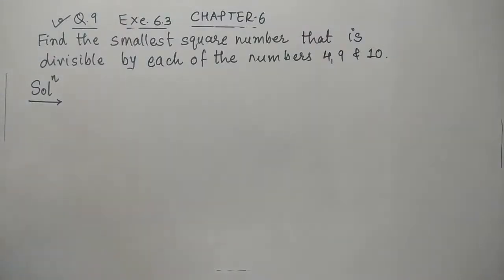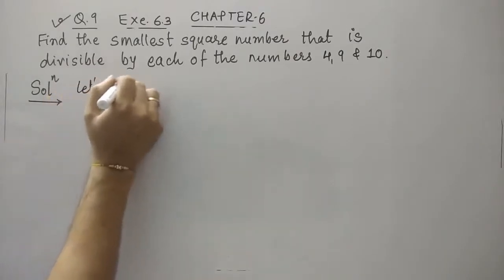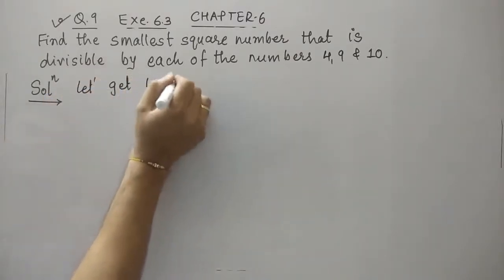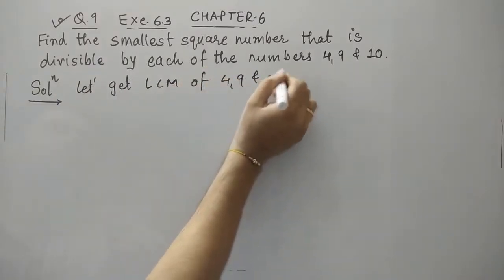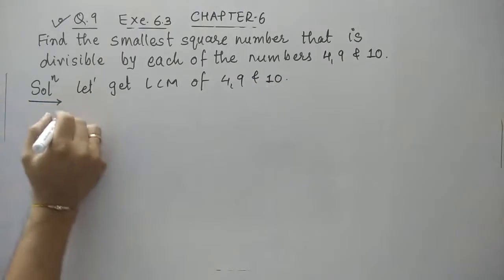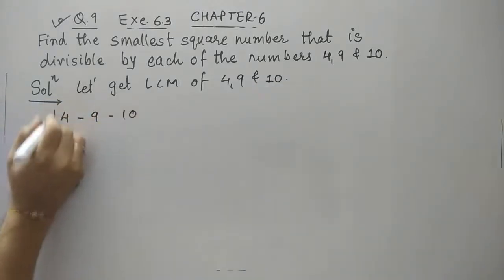As the smallest number of the given 3 numbers, we will find the LCM. As I told you, we have to find out the multiple. So let's find out the LCM of 4, 9 and 10. We all know how to find out the LCM. So let us go for it to find out the LCM of 4, 9 and 10 together.